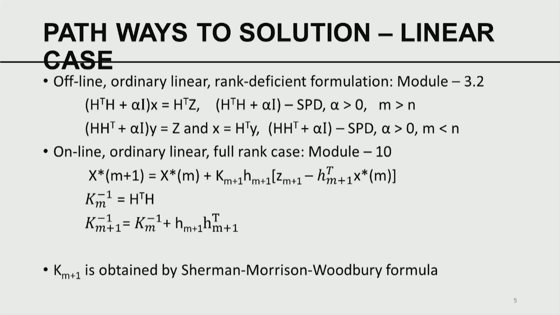In the offline ordinary linear rank deficient formulation, we are trying to provide a summary of everything we have done. We are called upon to solve H transpose H plus alpha I x is equal to H transpose z. This is a symmetric positive definite matrix. These kinds of formulation arose for the rank deficient or the ill conditioned problem. These methods arose out of Tikhonov regularization. This is for the overdetermined case, this is for the underdetermined case. For the underdetermined case, again we solve a linear system of this type.